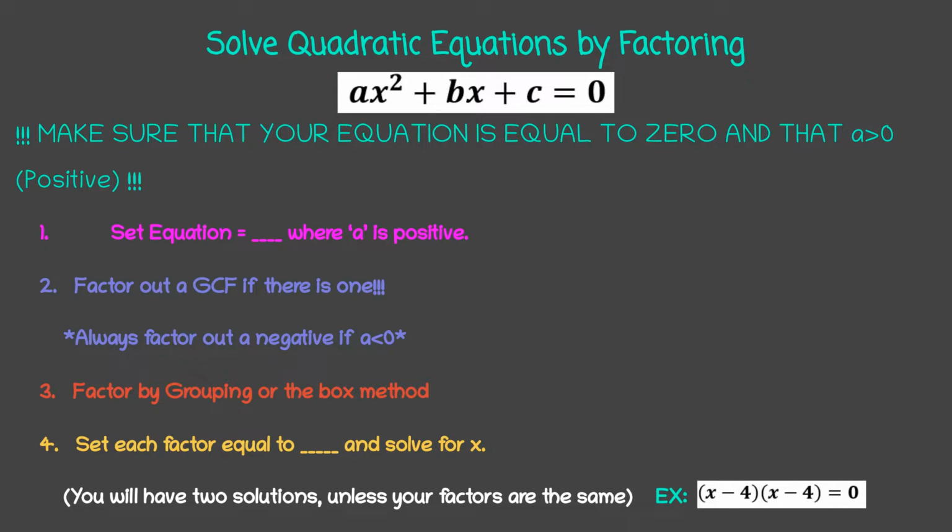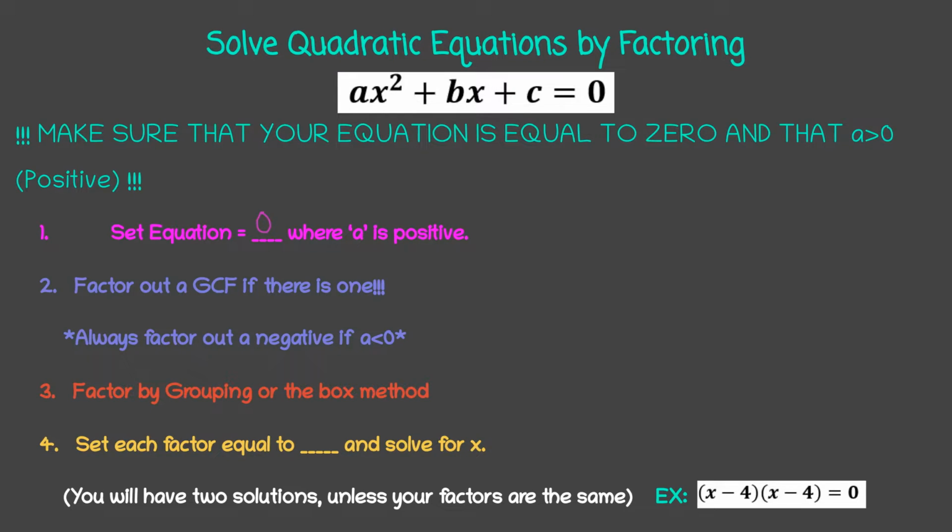What you're going to do first is make sure that your quadratic equation is set equal to 0 and that the a value is greater than 0, meaning that the a value is positive. So let's go ahead and fill in these steps here. The first thing you want to do is set the equation equal to 0 where a is positive. Then you want to factor out a GCF if there is one, and always factor out a negative if a is less than 0.